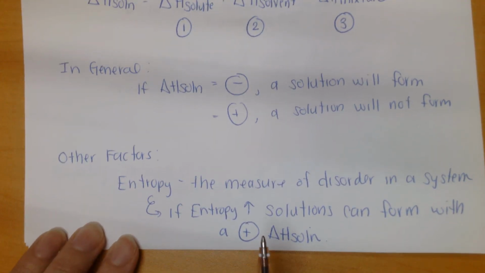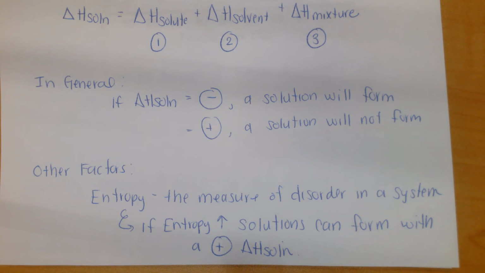There are, of course, situations where if you get a positive delta H, we still form a solution. And that other factor that we're not going to talk about a whole lot in this class is something called entropy. Entropy is the measure of the disorder of a system. In the universe, things tend to move towards more disorder. A very structured, ordered thing like a solid has low entropy. Something random with a lot of movement like a gas has high entropy. And things tend to proceed in such a way that the entropy of the universe is increasing.